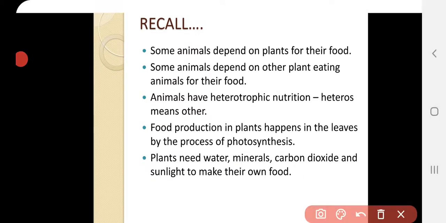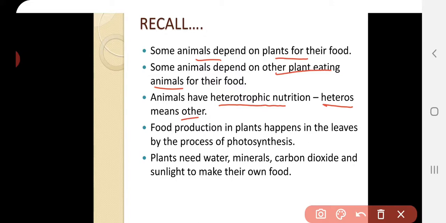And next, some animals depend on plants for their food, and some animals depend on other plant-eating animals for their food. That kind of animal comes under the category called heterotrophic nutrition. Here hetero means others; they have to depend on others for their food.